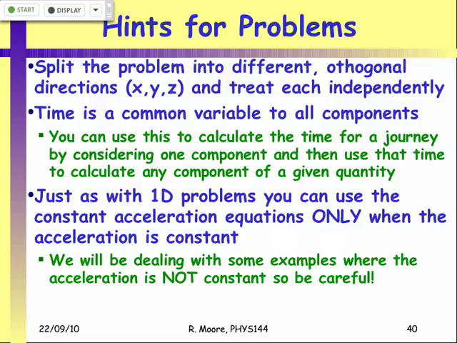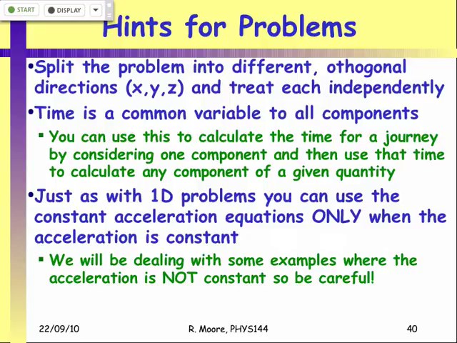Okay, so hints for dealing with problems in 2 dimensions. Probably rarely will it be 3. It'll almost always just be 2 dimensions. Split it up into x, y, and z, or x and y if it's 2. And then use time as a common variable to all components. So when you're talking about projectile motion, the amount of time from it leaving your hand to hitting the target, it doesn't matter whether you're considering the x direction or the y direction, the amount of time it takes to hit the target is exactly the same. It's a common variable to both components, and so you can calculate it in one direction and use it to solve the equations in the second direction.